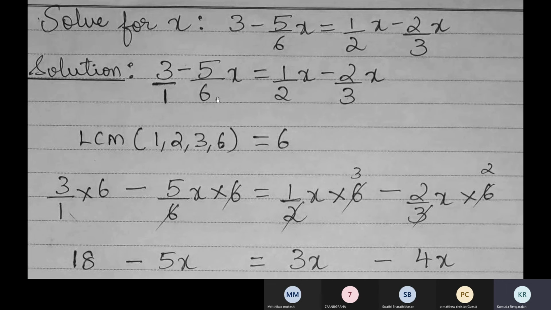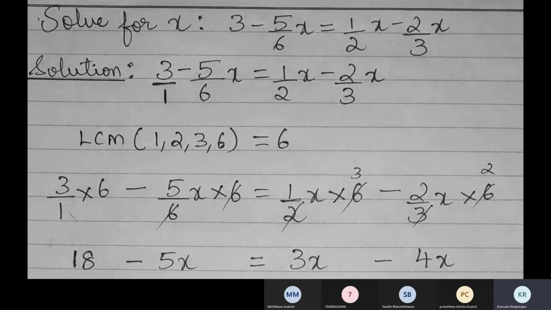Now look at all the denominators in both the LHS and the RHS: 1, 2, 3, and 6. The LCM of the denominators in both the LHS and RHS is 6. The LCM of 1, 2, 3 and 6 is 6. You must know how to find the LCM, children. I'm not talking about that. The LCM of these four numbers is 6.